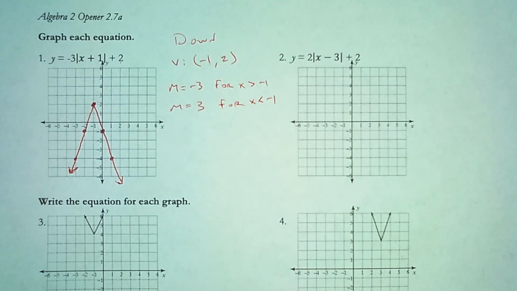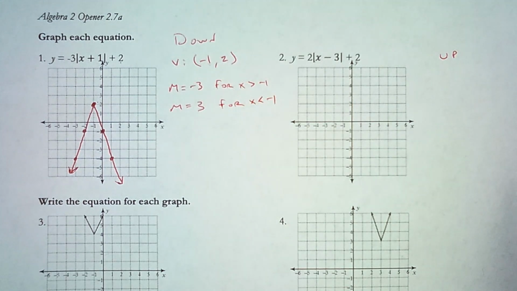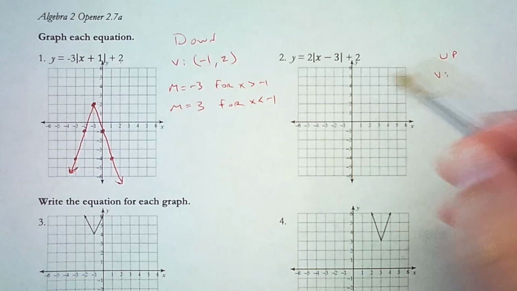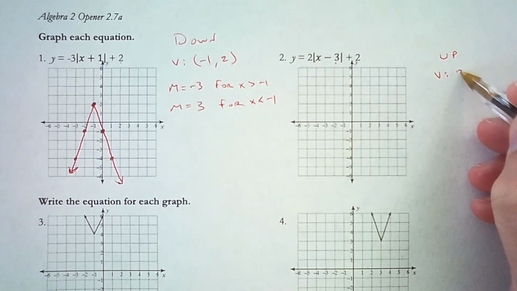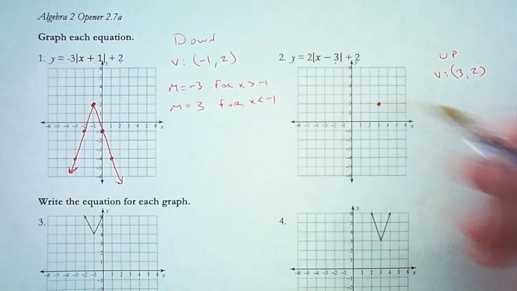Okay, number 2. We are going to open upward because a is positive, so we need to make sure in the end that it's opening upward. The vertex is positive 3, positive 2, 3, 2. So write 3 up 2.